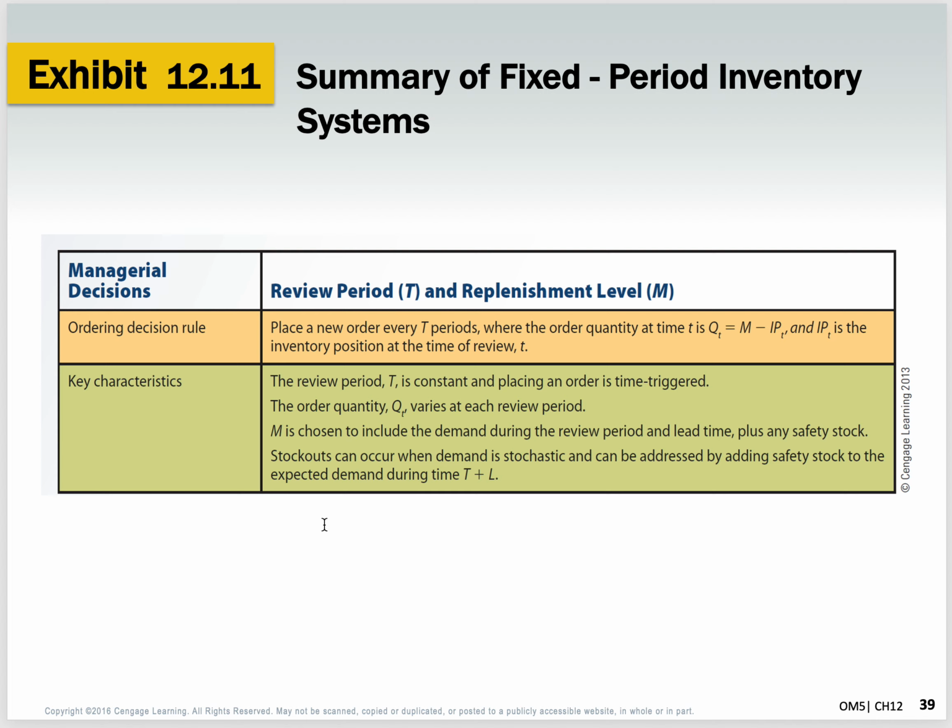So if we summarize this system, the ordering decision rule is: place a new order every T periods, where the order quantity at the time T is QT equals M minus IPT, and IPT is the inventory position at the time of review T. I don't think we have a problem on this one, but we covered it anyway.